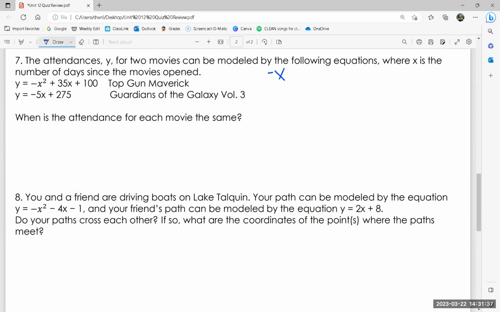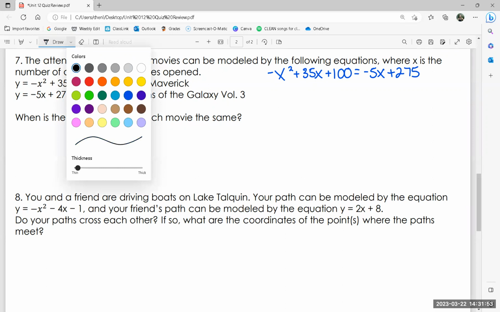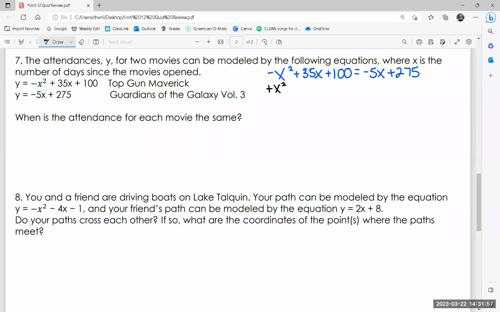To find this, I'm going to set my two equations equal to each other. So we're going to have negative x squared plus 35x plus 100 equals negative 5x plus 275. I want to keep my x squared positive just because it makes my factoring easier. So I'm going to add x squared, subtract 35x, and subtract 100 from both sides. That cancels, cancels, cancels. We're left with 0 equals a positive x squared, -5x minus 35x is -40x, and 275 minus 100 is 175.